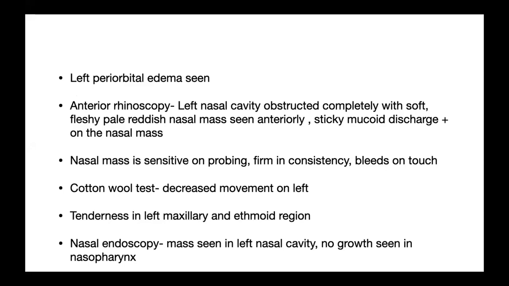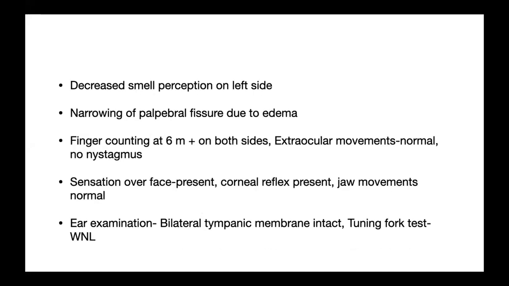On anterior rhinoscopy, there was a left nasal mass completely obstructing the nasal cavity. Nasal mass was sensitive on probing, firm in consistency, and bleeds on touch. On cotton wool test, there was decreased movement on the left side, with tenderness in the left maxillary and ethmoid region. On nasal endoscopy, there was a mass seen in the left nasal cavity and no extension to the nasopharynx. There was decreased smell perception on the left side, and narrowing of the palpebral fissures due to edema.